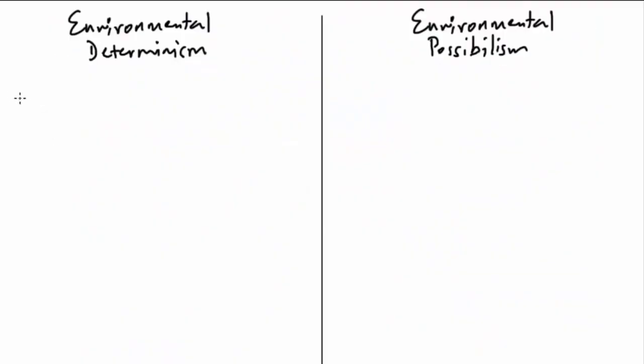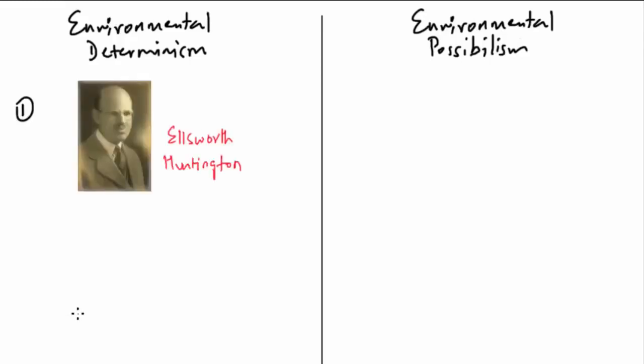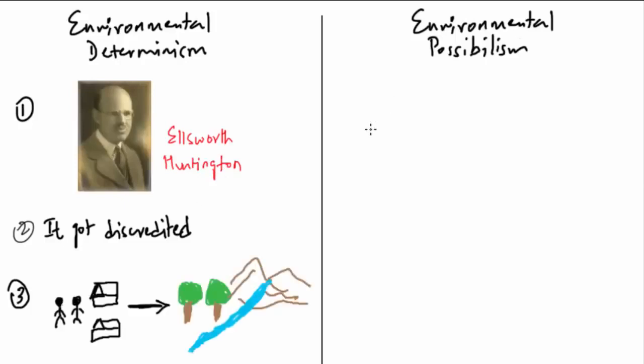We'll try to understand both of these theories simultaneously. Let's talk about environmental determinism. It was first coined by Ellsworth Huntington. Although this theory was very popular, it has long been discredited in academic circles. So this theory says that the culture of any place is strictly determined by the physical environment. In other words, a population's success is not by itself, but because of the environment it is situated in.